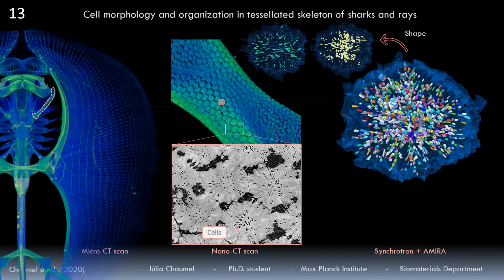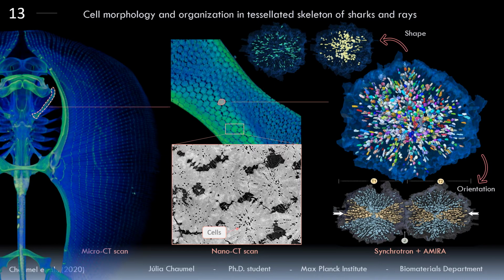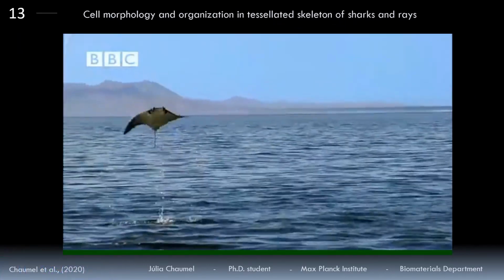Different shapes are associated with specific locations. For example, rounder cells are located in the middle of the tesserae, while more elongated cells are in the periphery. Actually, these elongated cells show a specific orientation, being aligned in strings oriented toward the neighboring tesserae. This arrangement could be related with biomechanics, but also with communication, where the cells share information among the tiles. This indicates that the cells actively maintain the skeleton of sharks and rays during all their life, allowing them to perform all functions, including jump out of the water.